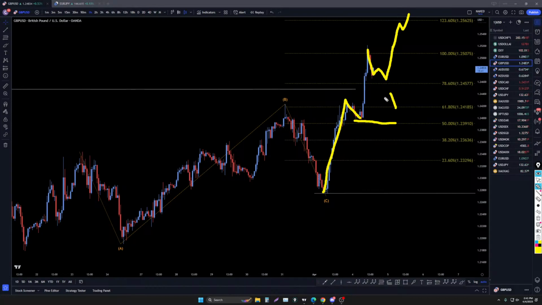So if I do see another opportunity to go long, if I see like a 3-wave pattern, I am definitely going to take that as a long opportunity for the continuation of what could be a big wave 3, just like on the euro dollar.